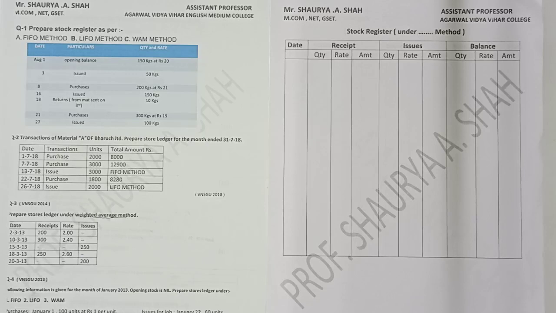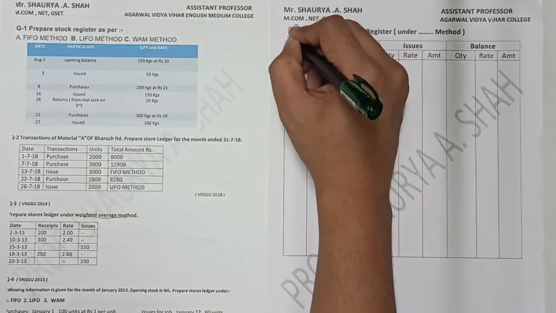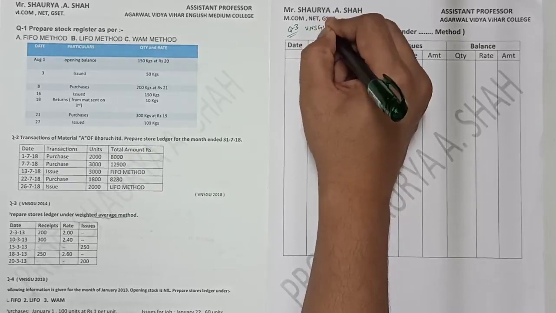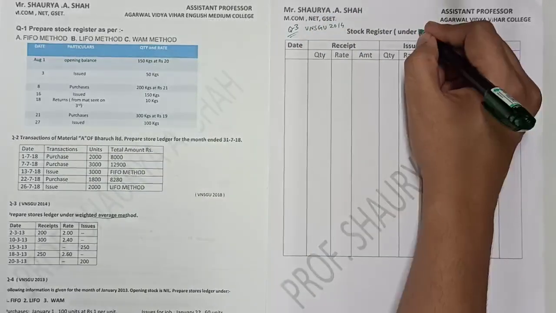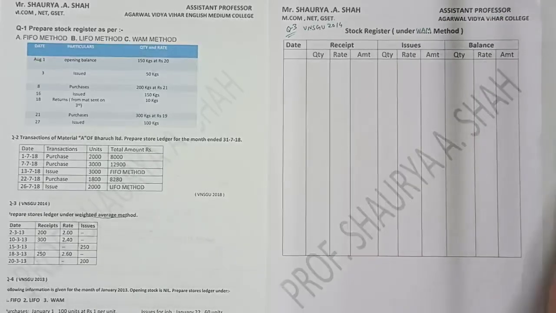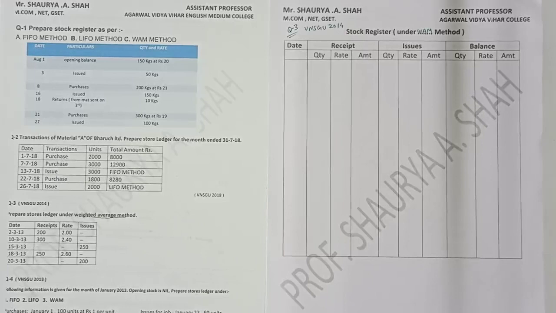So we'll be quickly starting it, right? Again, a very easy sum. Again and again it is asked in your exam. The pattern remains the same, but here no FIFO LIFO. It is just weighted average method, right? So as usual, we'll be writing, this is my question number 3, VNSGU 2014, right? So I'll write down under method, weighted average method.